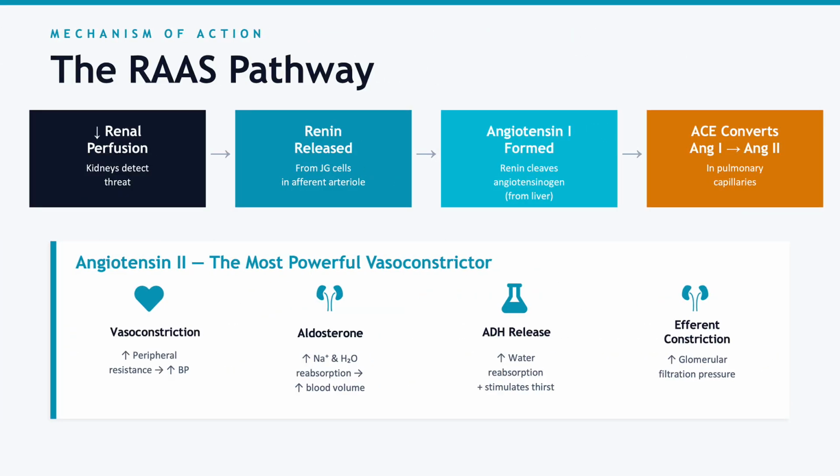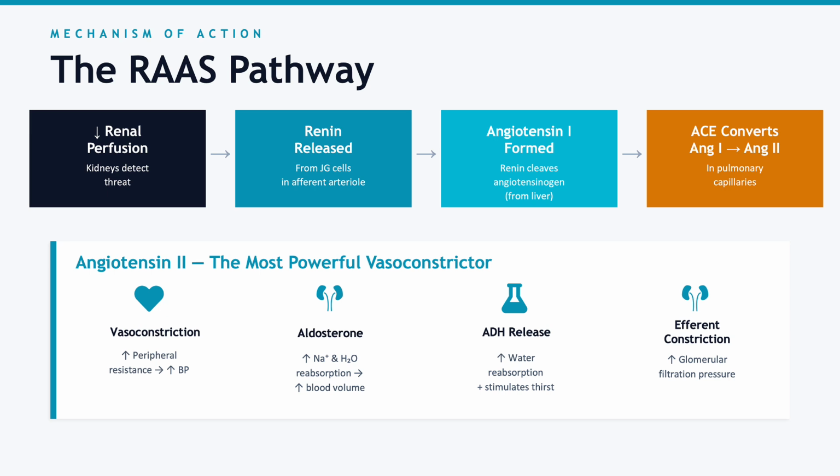Let's walk through RAAS step by step. RAAS is the body's built-in system for raising blood pressure when it senses a threat, such as low blood volume, low sodium, or low renal perfusion. Here's the pathway. The kidneys detect decreased perfusion pressure or low sodium at the macula densa. In response, the juxtaglomerular cells in the afferent arteriole release an enzyme called renin into the bloodstream.